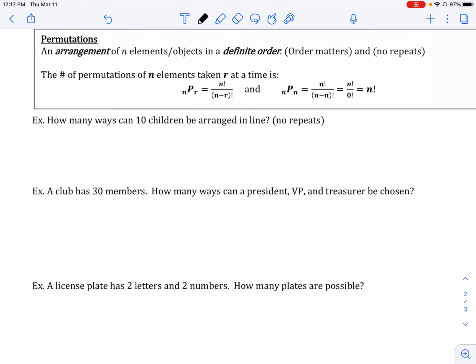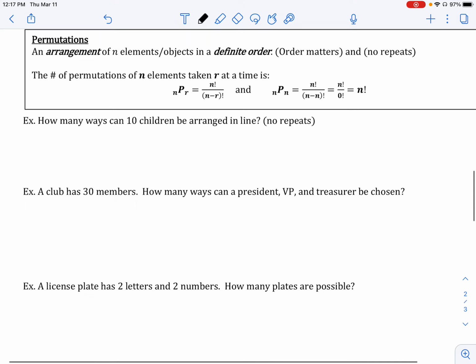A permutation is an arrangement of n number of objects in a definite order. And when I say definite order, what that means is that the order does matter. That also means you can't have any repeats of any elements in that arrangement. This is going to be important for us to distinguish when we look at combinations, where order doesn't really matter, but we'll get to that in the next lesson.